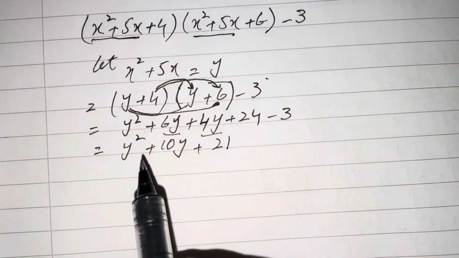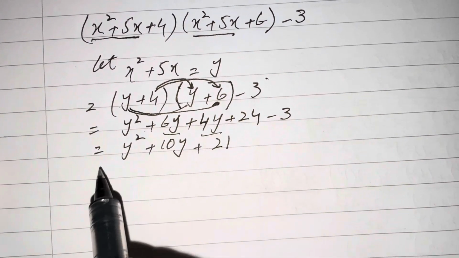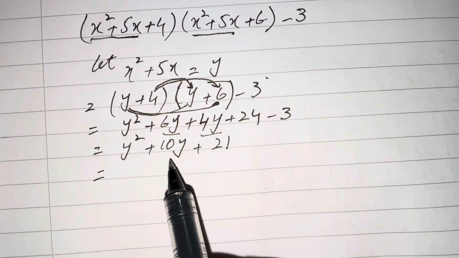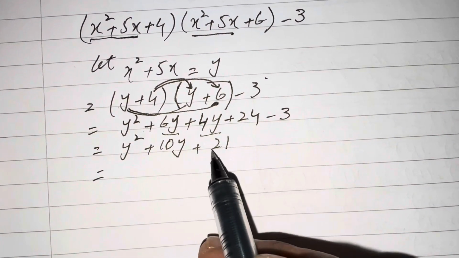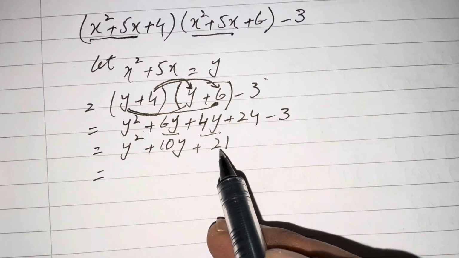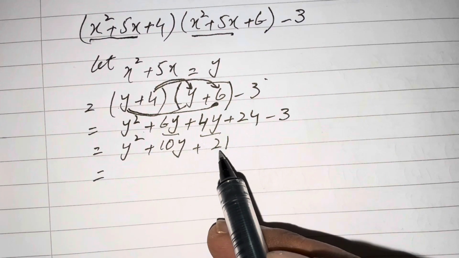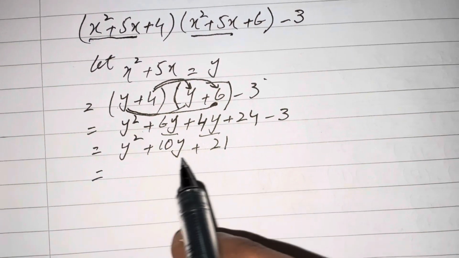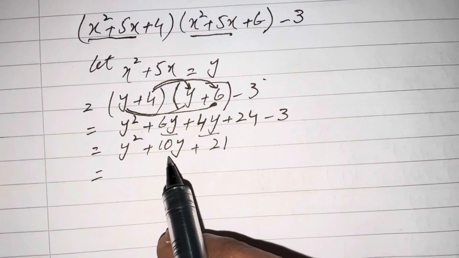So now we have got the expression like y squared plus 10y plus 21. We can factorize this expression very easily by making the pairs. So how can we make the pairs? You have to find the two numbers that if they multiply with each other, we will get the answer 21, and when we add with each other, the answer will be 10.